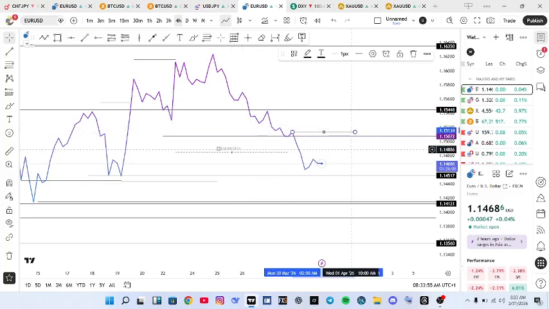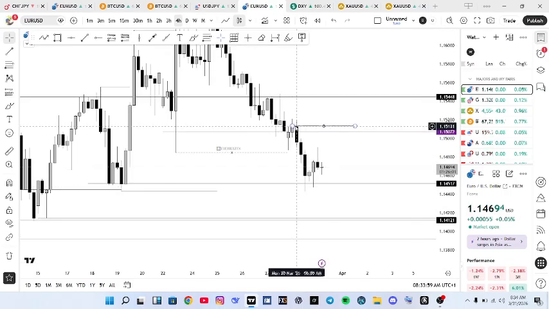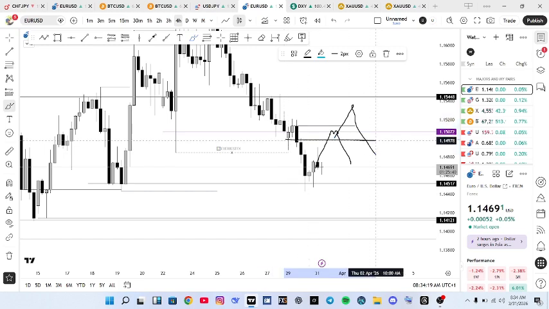Here, when we get a break here, you can see that it's exactly at the top of this rejection that happened here. But for now, if price comes to this zone, if I see a confirmation here, I'll continue selling. But if I do not see any confirmation, I will wait for price to break this high. Once this high is broken, I'll wait for the retracement to any key level here. I'll look for confirmation and I'll buy.